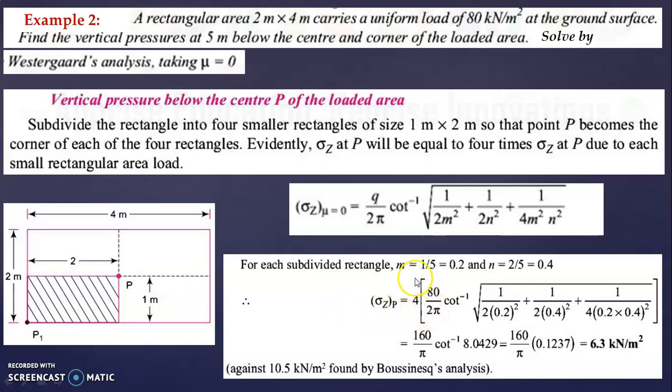So 4 into 8, Q is equal to 80 divided by 2 pi into cot inverse of square root of 1 divided by 2 into m square is 0.2 square plus 1 divided by 2 into n is 0.4 square plus 1 divided by 4 into m square n square, that is nothing but m n whole square. So m is 0.2 and n is 0.4 whole square.